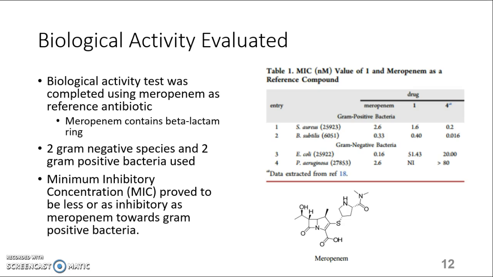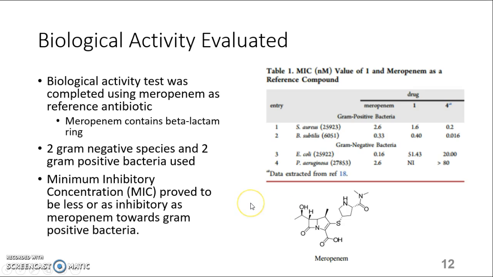So when they confirmed through mass spec that they did have the compound, the biological activity of the compound was tested using 2 gram-positive bacteria species and 2 gram-negative bacteria species, and they tested meropenem, which is a very resistant antibiotic. It contains a beta-lactam ring and is resistant to the beta-lactamase that we spoke about in the previous slides.